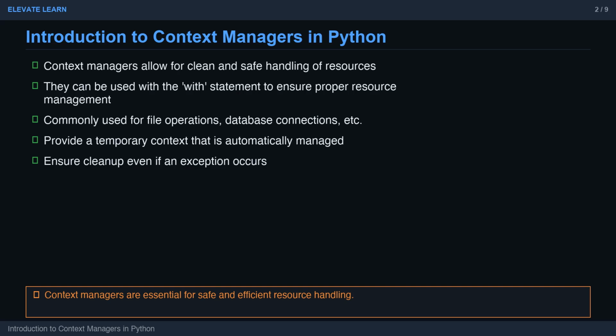For example, when working with files, using a context manager ensures that your file is automatically closed once you're done, no matter what happens inside the block. This makes your code more robust and easier to maintain. So let's explore how we can use this powerful tool in our Python projects.